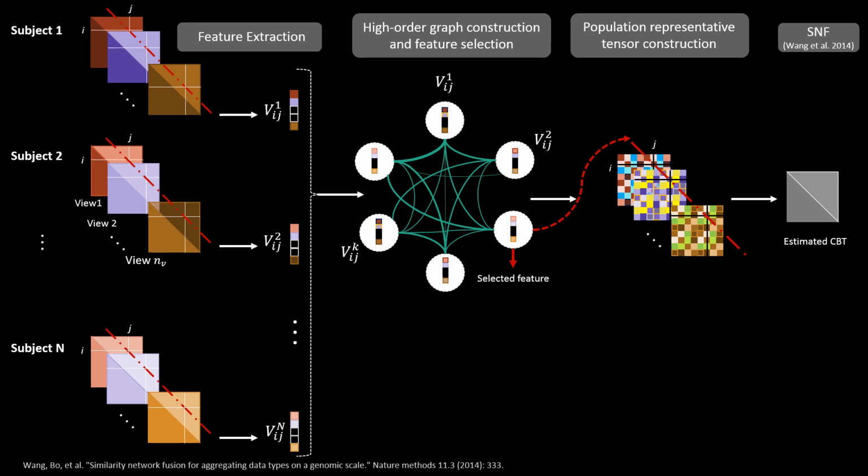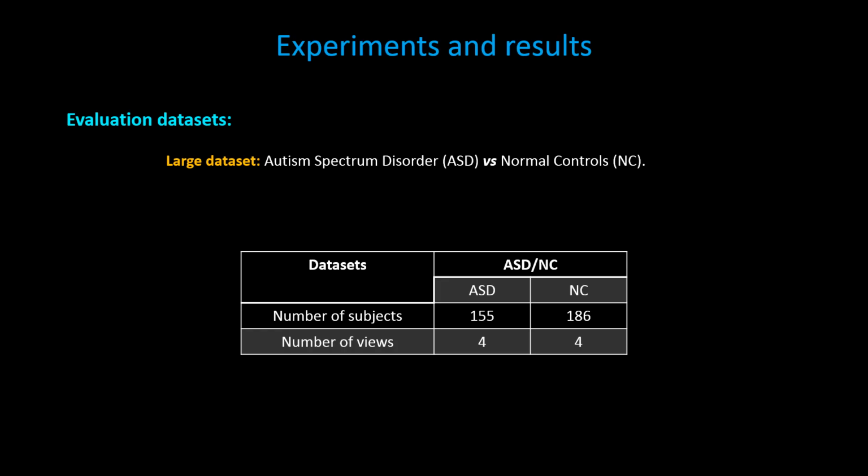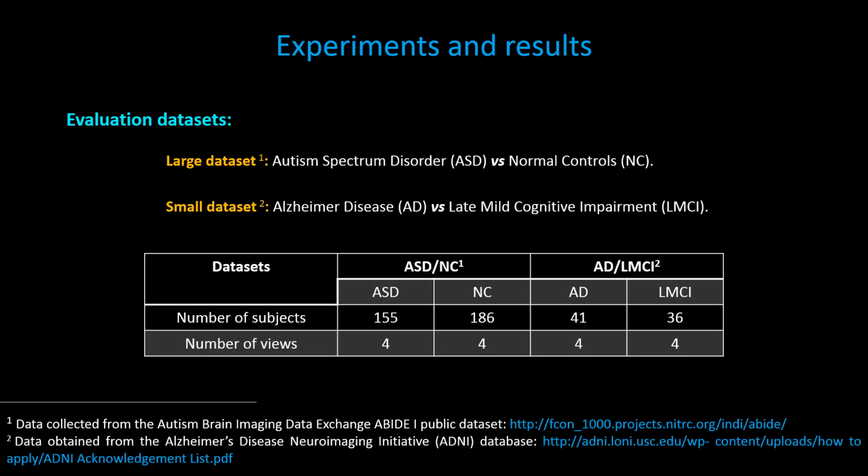In 2014. To evaluate netNorm, we used a large dataset containing a population of 155 autistic subjects and a population of 186 normal controls. A small dataset was also used for validation, containing a population of subjects with mild cognitive impairment and a population of subjects with Alzheimer's disease.